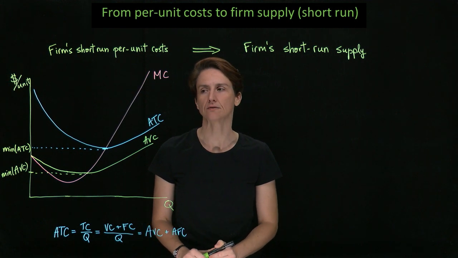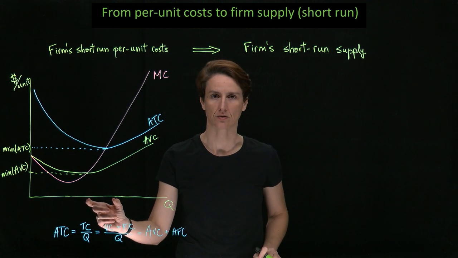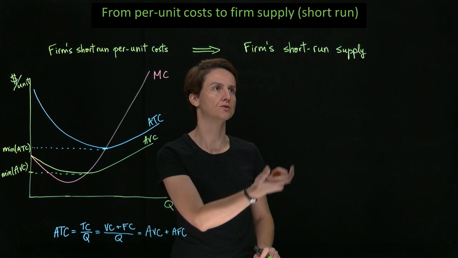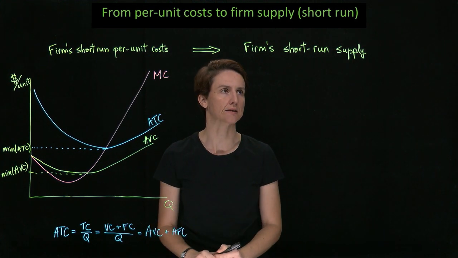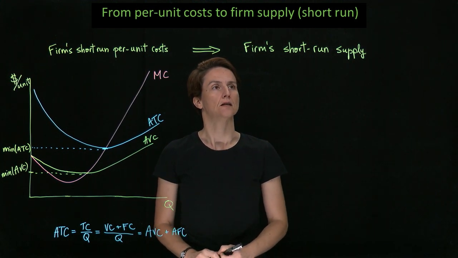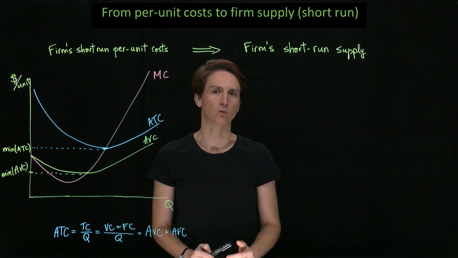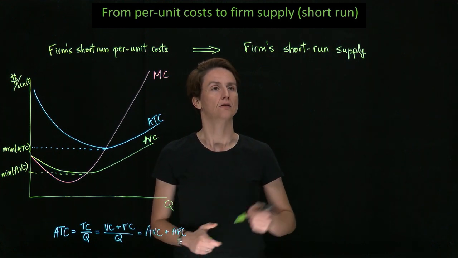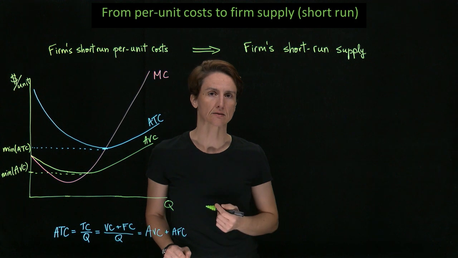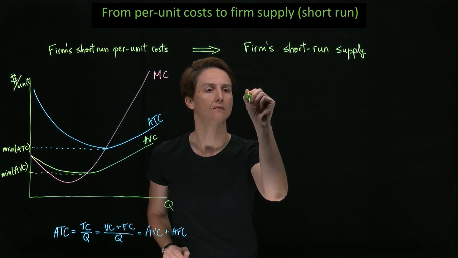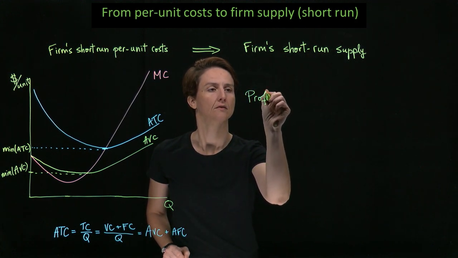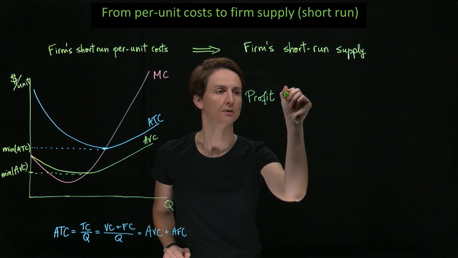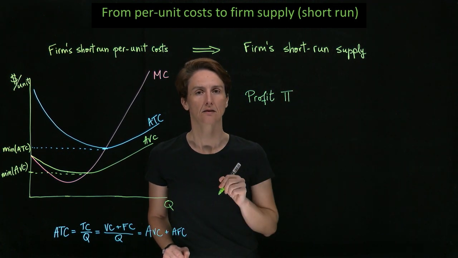Next, we will use the information about the per unit cost structure of the firm to figure out how much the firm will supply at different prices in the market. It helps to start by thinking about what the firm's goal is. Typically, we would say that firms seek to maximize profits, for which we typically use the Greek letter pi.